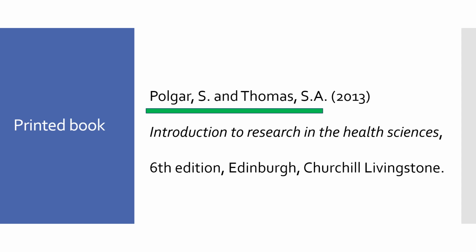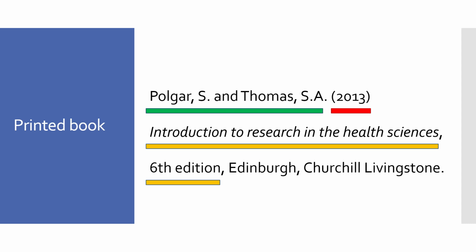Now, in a printed book, you will see in Harvard at Exeter style that you have the surname along with the initials, and this is separated, if there's two authors, by the word and. You can see there that you have a full stop after the A at the end of this small section, and then you have the year, and then you have the what, so the title of the book in this case, which is Introduction to Research in the Health Sciences, comma, and then we put 6th edition, and then we put another comma, and then we go into the where. So this book was published in Edinburgh, and the publisher is called Churchill Livingston.